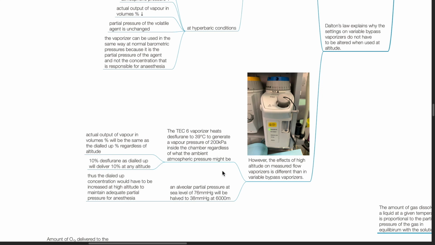The vaporizer can be used in the same way at normal barometric pressures because it is the partial pressure of the agent and not the concentration that is responsible for anesthesia. However, the effects of high altitude on measured flow vaporizers is different than that in variable bypass vaporizers. The TEC6 vaporizer heats desflurane to 39 degrees Celsius to generate a vapor pressure of 200 kPa inside the chamber regardless of what the ambient atmospheric pressure might be.